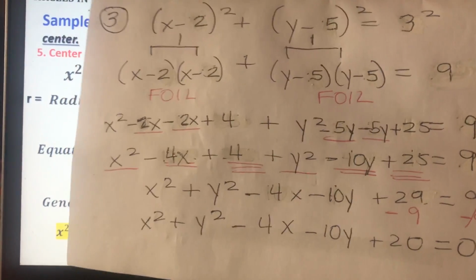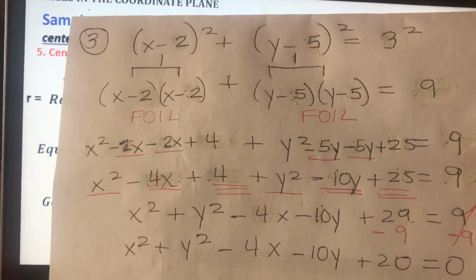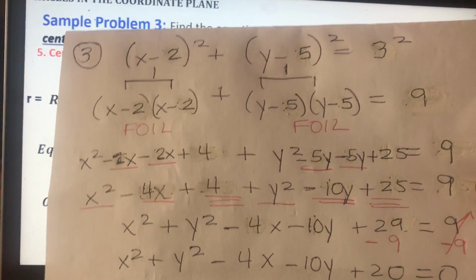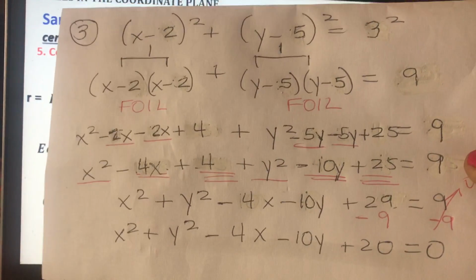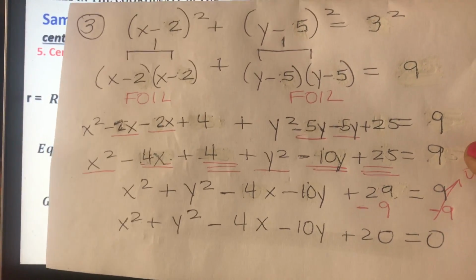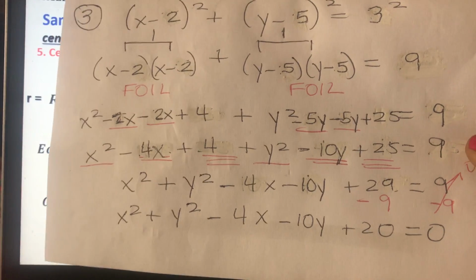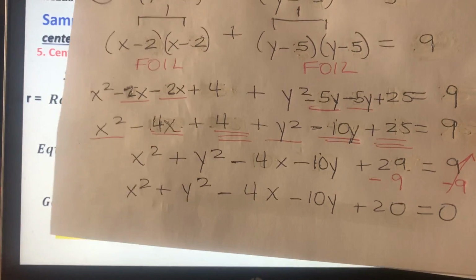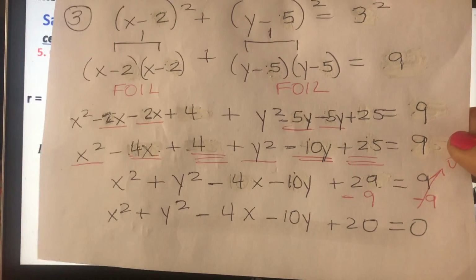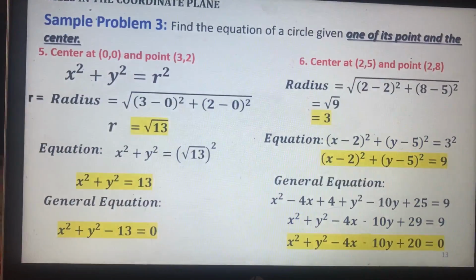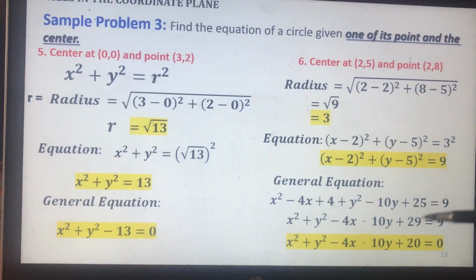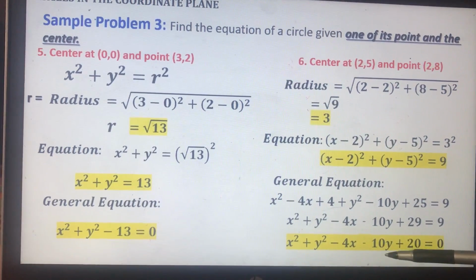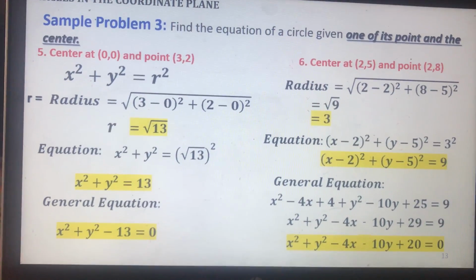Okay, and then we regroup our terms. x squared plus y squared minus 4x minus 10y plus 29, which is 25 plus 4. That's equal to 9. But we want that equation to be equal to 0. So we have to subtract 9 from both sides of the equation. So 29 minus 9 is 20. The rest remains the same. The right side of the equation is 9 minus 9, which is equal to 0. So here, our general equation is x squared plus y squared minus 4x minus 10y plus 20 equals 0.